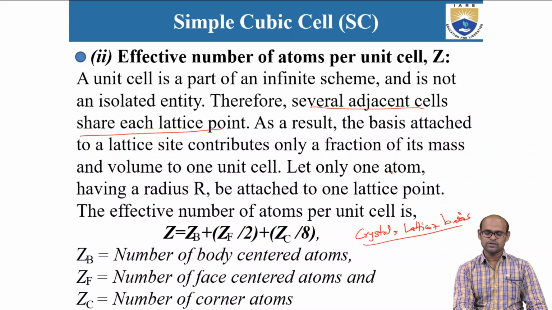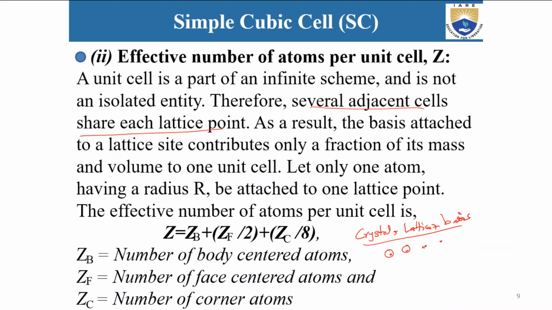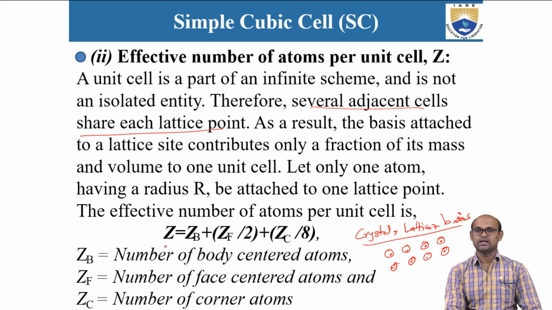So let's say only one atom having a radius r is attached to one lattice point. So we are saying that each lattice site is attached to only one atom. So we are attaching only one atom to each lattice point or lattice site. The effective number of atoms per unit cell for this simple cubic unit cell is Z.